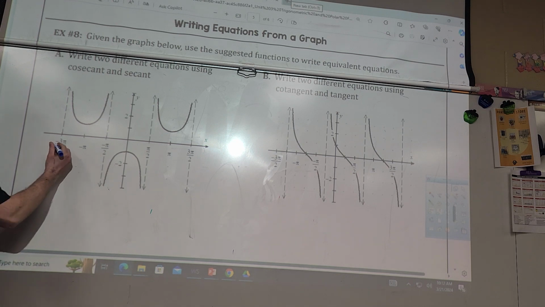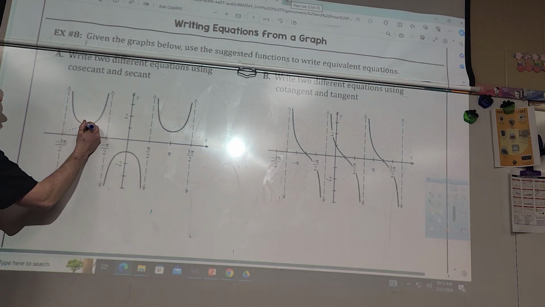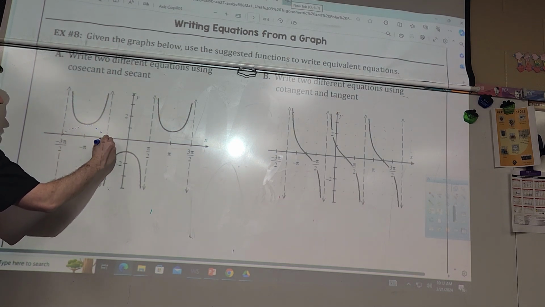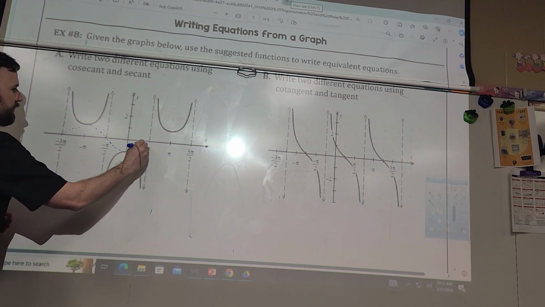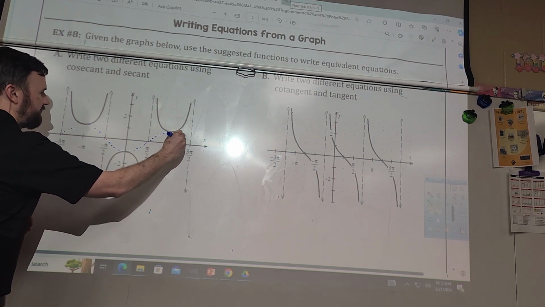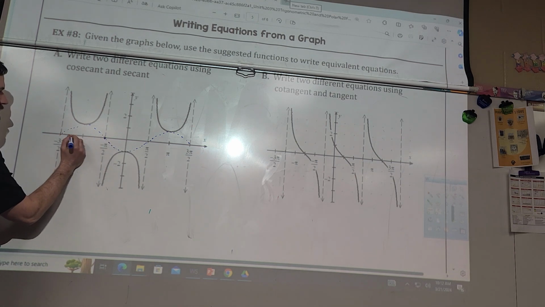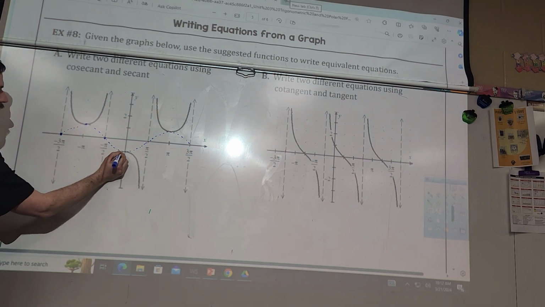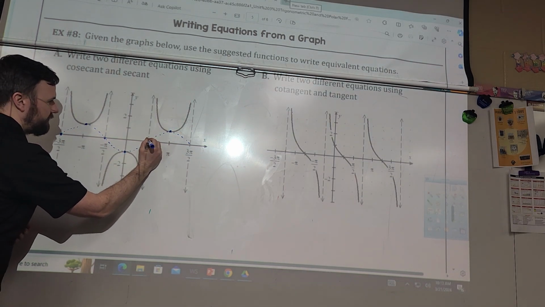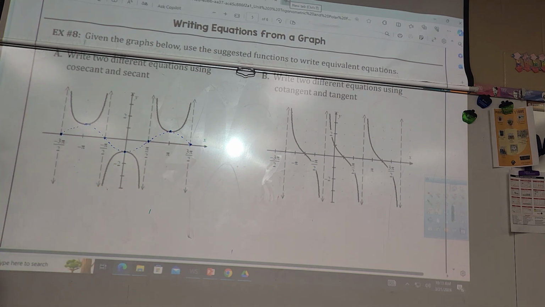So what I'm going to do is graph in. Do you guys see what I'm doing right here? I'm graphing in my curve that was made with this. These are my zeros. This is my amplitude. Okay. So what do you guys want to do first, the secant or cosecant?